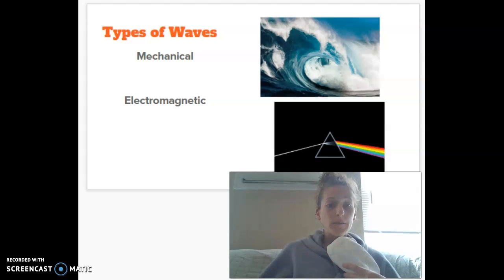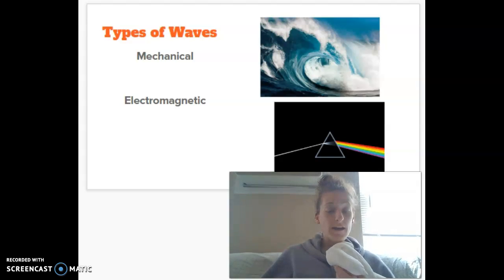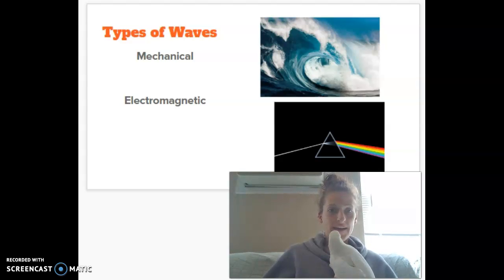There are two general types of waves. We have mechanical and electromagnetic. Mechanical waves are any kind that need a medium to travel. So for instance, an ocean wave, if you've ever made a wave in a jump rope, slinky waves, a sound wave needs a medium. And then there's also electromagnetic, which is our electromagnetic spectrum. So microwaves, radio waves, ultraviolet light, visible light, gamma rays, all that kind of stuff.